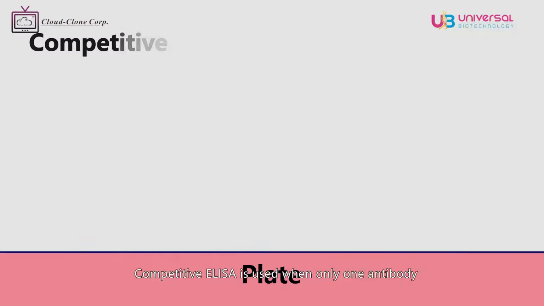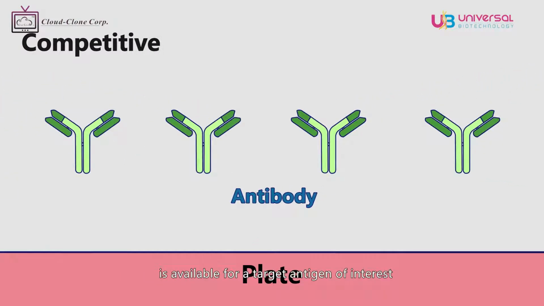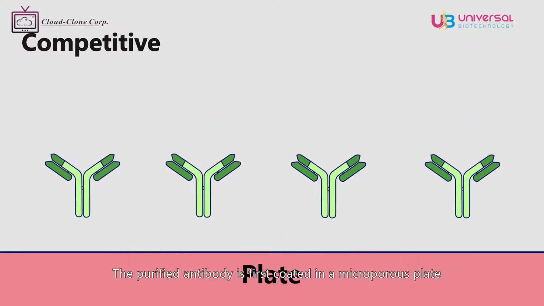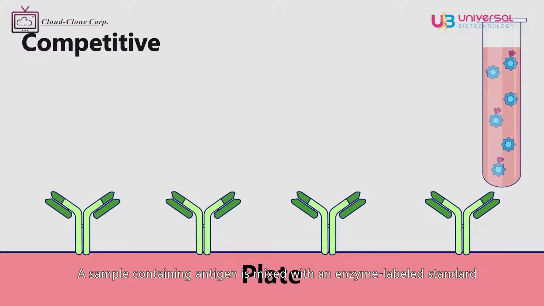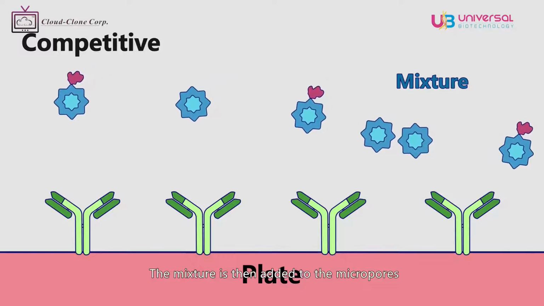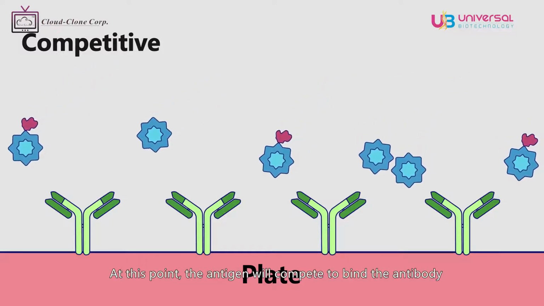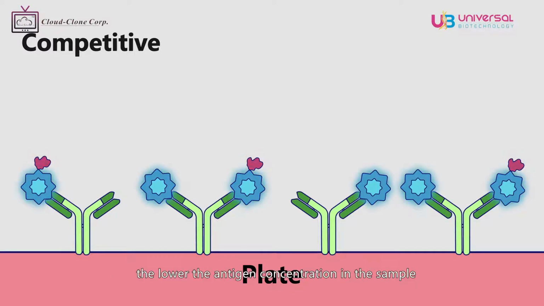Competitive ELISA is used when only one antibody is available for a target antigen of interest. The purified antibody is first coated in a microwell plate. A sample containing antigen is mixed with an enzyme-labeled standard. The mixture is then added to the microwells. At this point, the antigen will compete to bind the antibody. The higher the signal from the plate, the lower the antigen concentration in the sample.